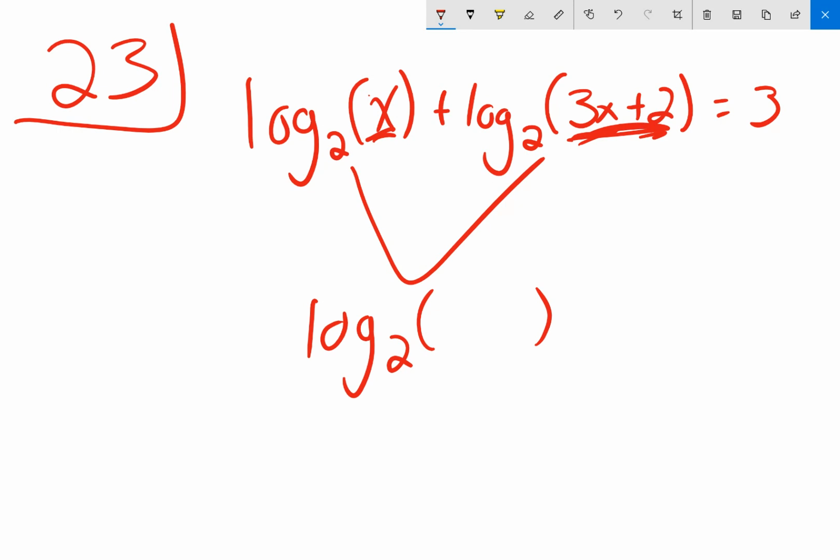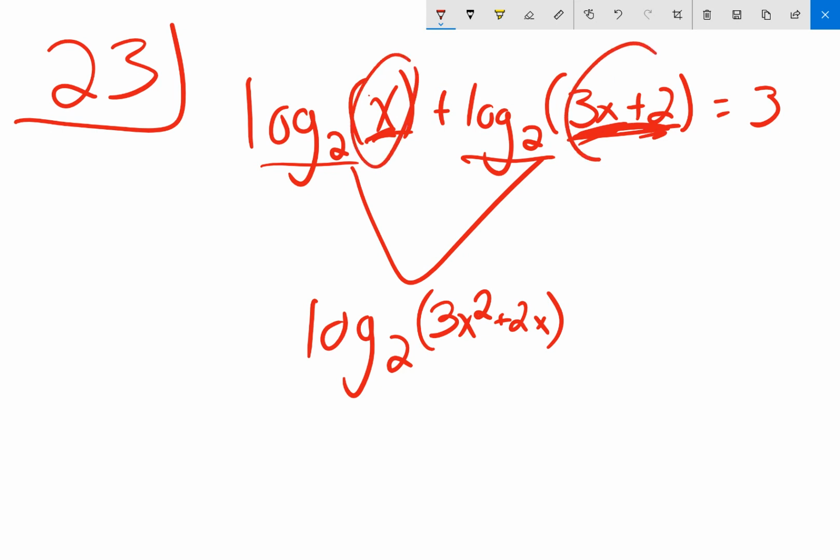So it's kind of like a distributing thing. X times 3x will make 3x squared, and x times 2 makes 2x. So I'm just distributing. I'm combining these logs into one. They're both log base 2, so this is also going to be log base 2. But when I see this plus sign, that's my tell that I'm actually going to take these parts here and multiply them together. And that's what I get when I multiply them together. Now, don't forget this is still equal to 3.